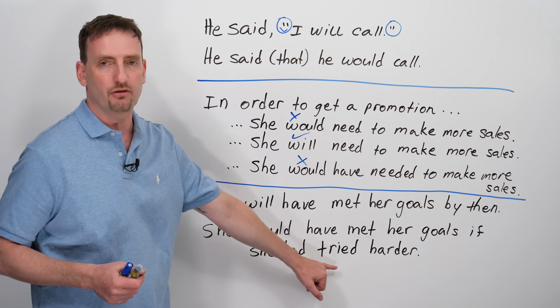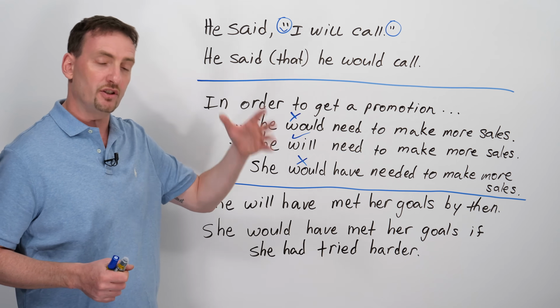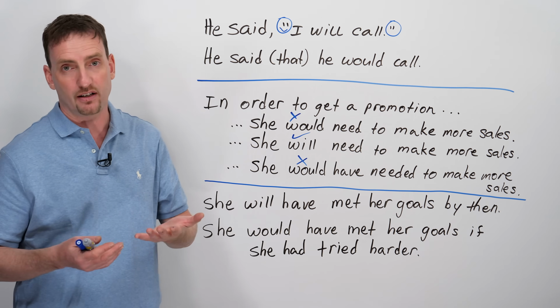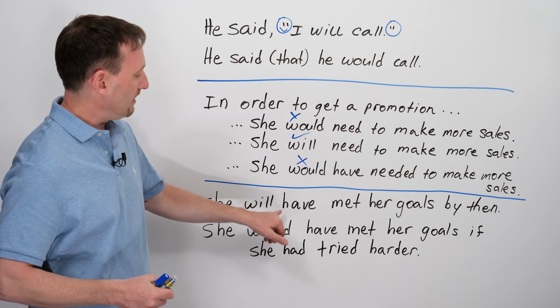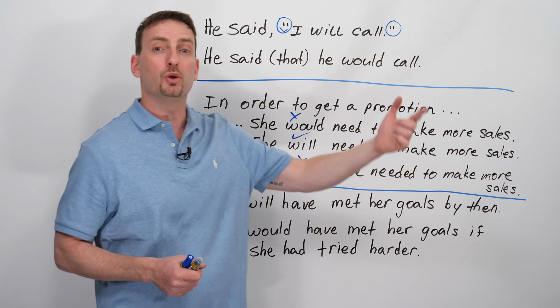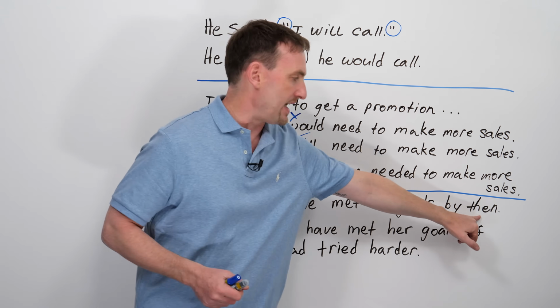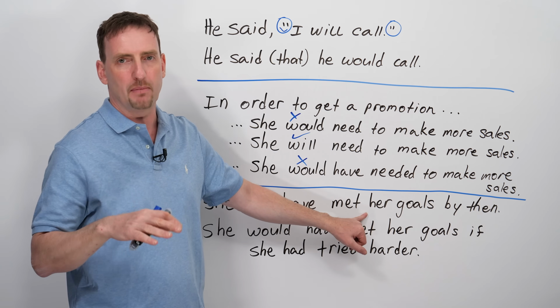If she had tried with a past perfect. So if she did it, if she had tried harder, she would have met her goals. She didn't try hard enough, she didn't meet her goal. Fact, real. Here, will have met, this is a future perfect. Future perfect means that then, whatever that future time is, her goals will be met.